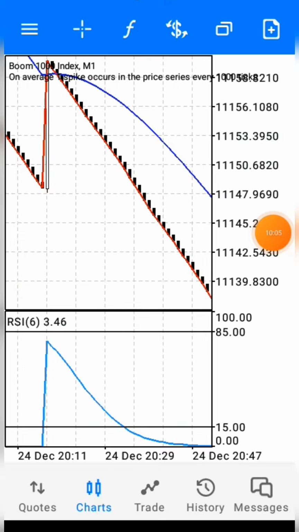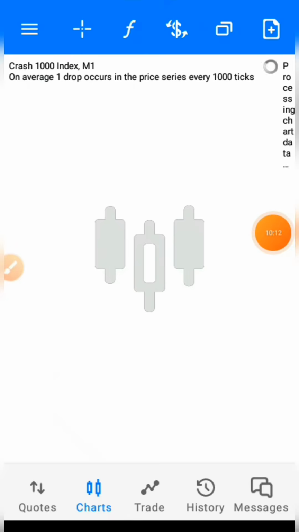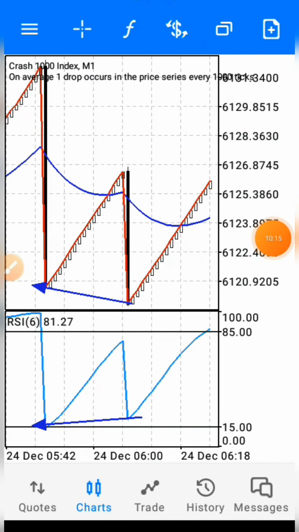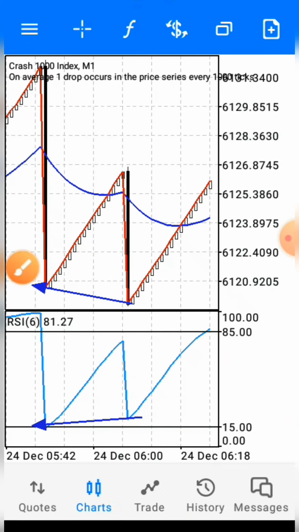I've not tested it on Crash 500 and Boom 1000, so I don't recommend that for you. Okay, let me show you some examples. You can see on Crash there was a disagreement here. This one is going toward this side and this one is going toward this side. They are not agreeing with each other.